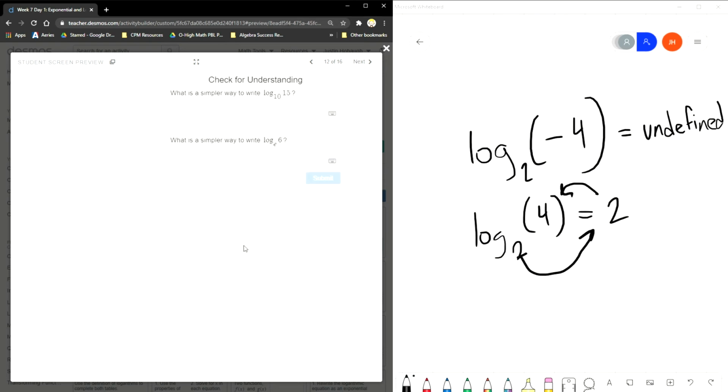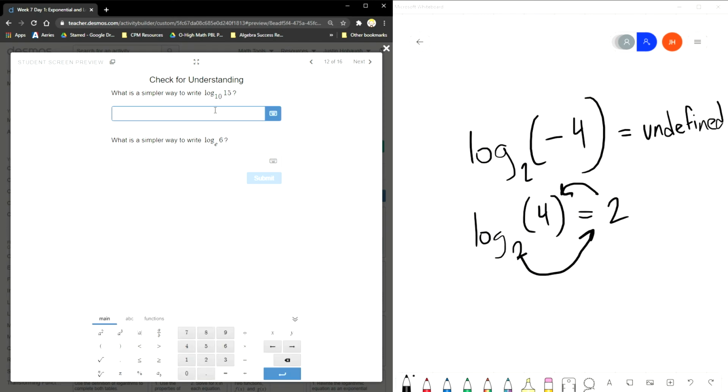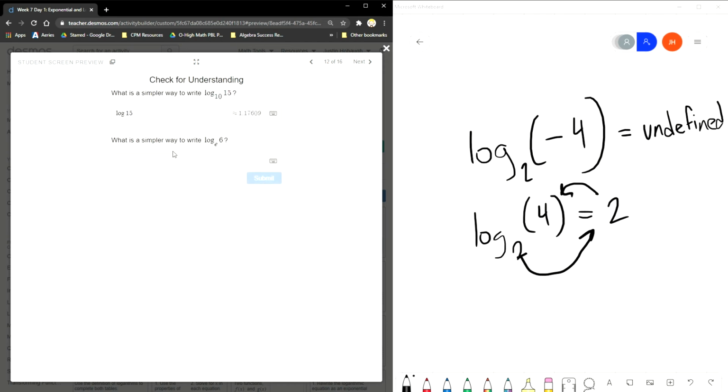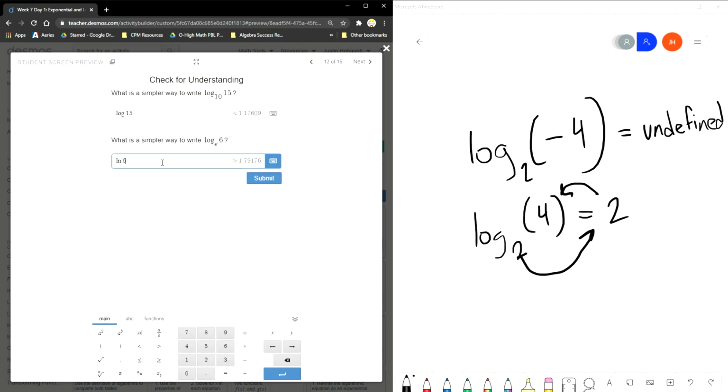Okay. So then look at number 12. It says, what is a simpler way to write log base 10 of 15? Fun fact, guys, log base 10 is called the common logarithm. And that's the idea where instead of writing a base, we can literally just write log 15. What is a simpler way to write log base E of 6? As we saw in the last slide, anytime you have base E of your log, it is ln. So I would literally write ln of 6, and you can see right there, it actually gives me my answer.